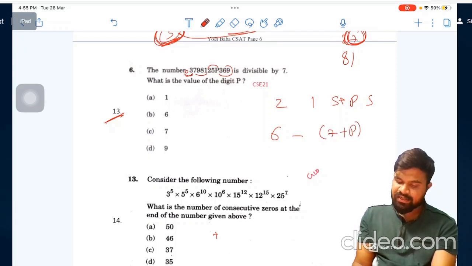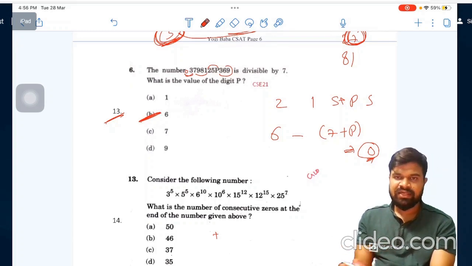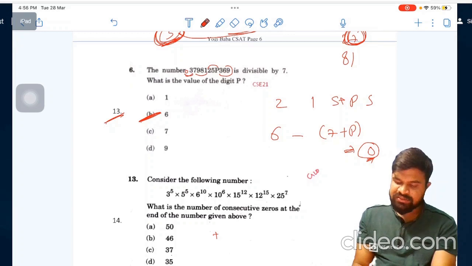Now you will get that this should be equal to 0 or a multiple of 7. It can only happen from the options. When you look at the options, only when p is equal to 6, because then only it will give us minus 7 or 0 or something like that. So that should be the case. It should be 0 or a multiple of 7. Then in this case p will be equal to 6.